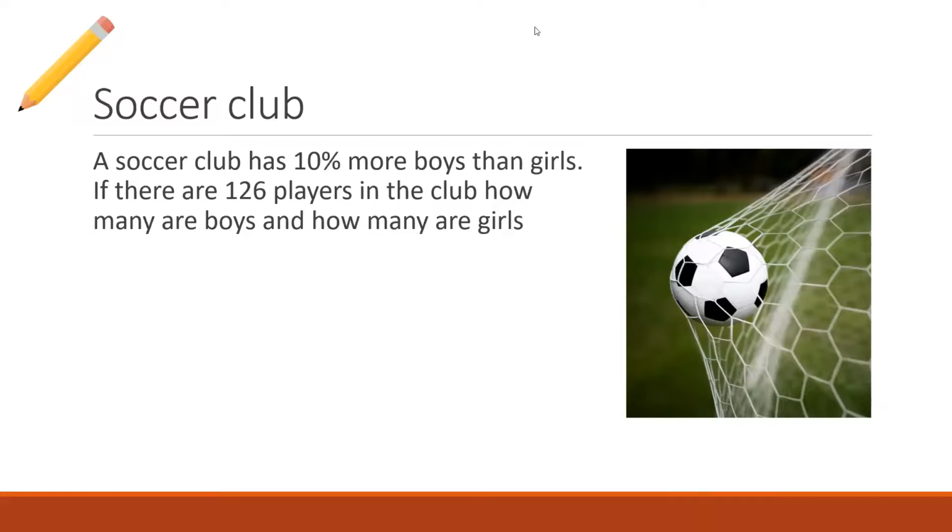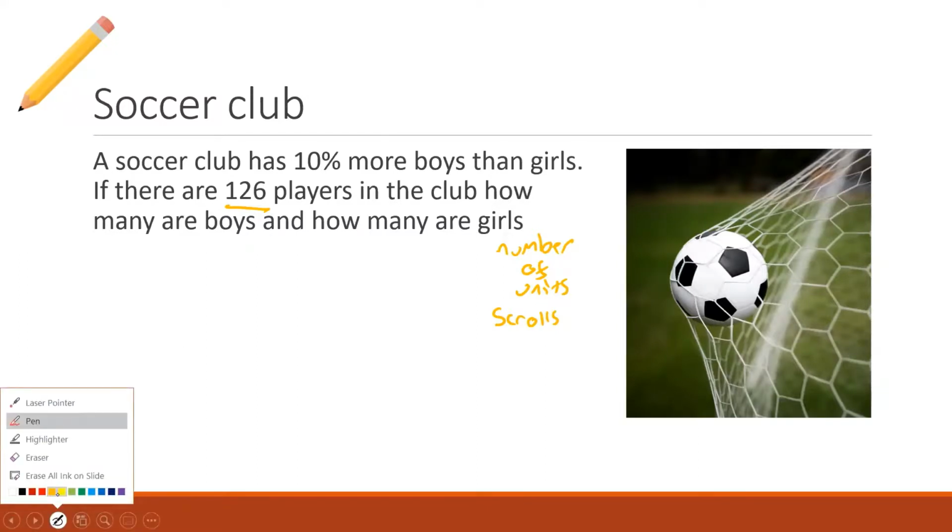Ladies and gents, this question sort of reminds me of the number of units question. So this reminds me of the scrolls question, because what we're doing is we're saying, well, we know the total, and so therefore we can work out the other bits and pieces. So how would I do this question?